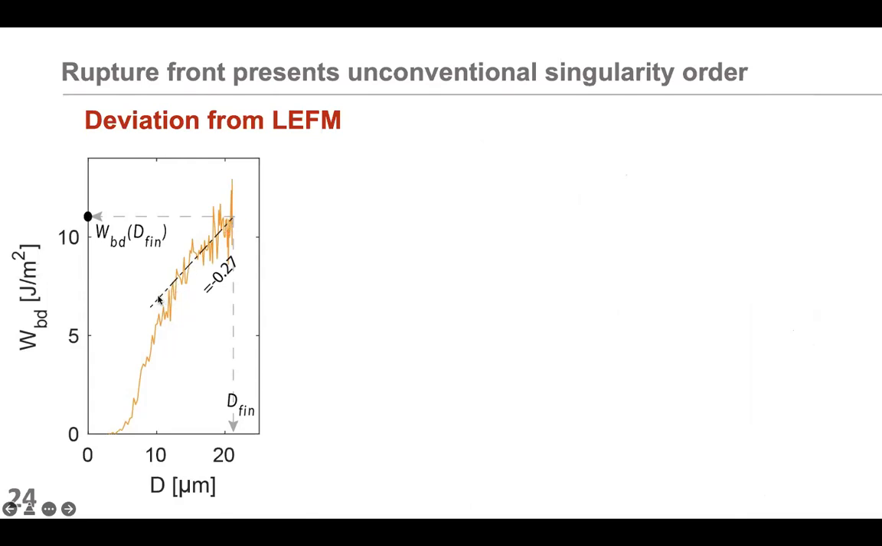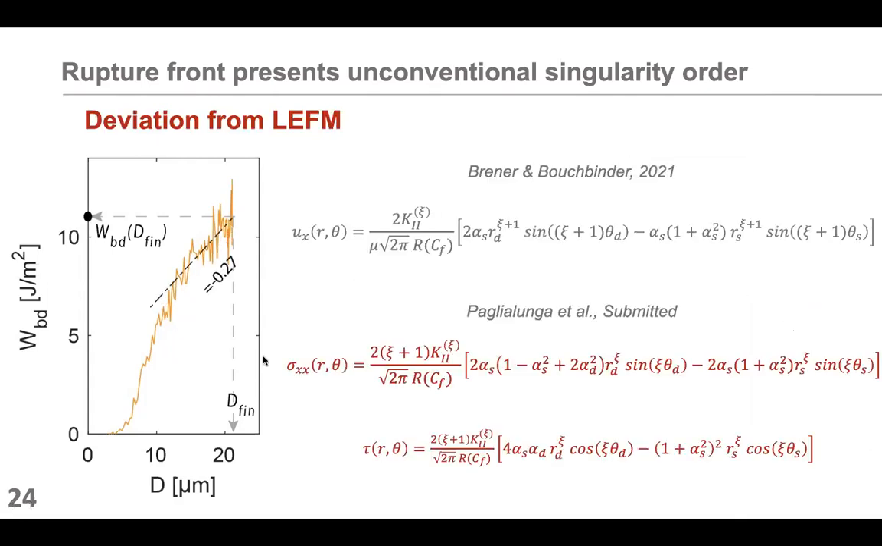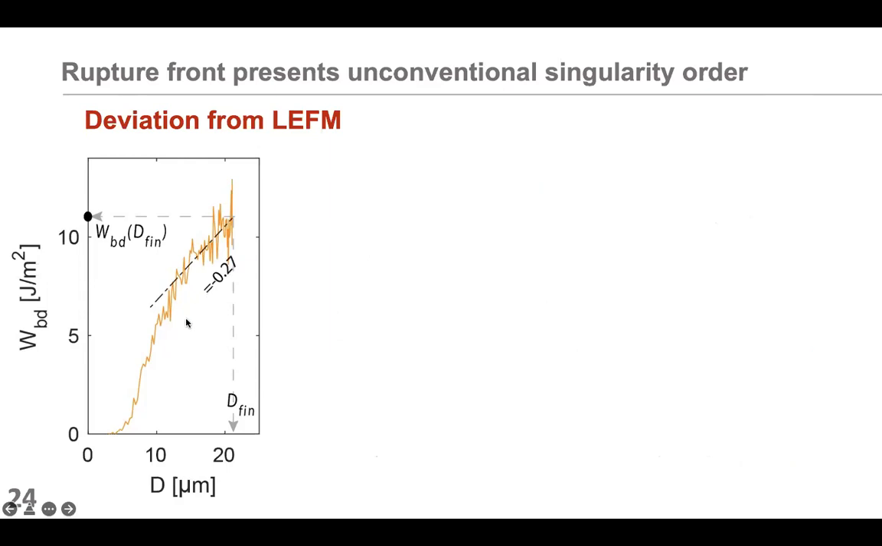And from the slope of these curves, we can define an exponent that we called Xi. Sorry, it's not written here, but this parameter, we call it Xi, and it is allowing us to modify linear elastic fracture mechanics to have a second estimate of the strain field and of the displacement field at the rupture tip in a different framework.